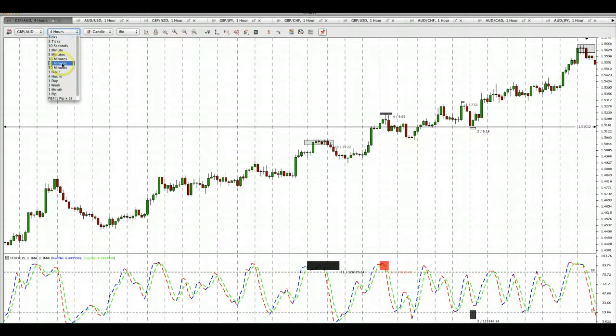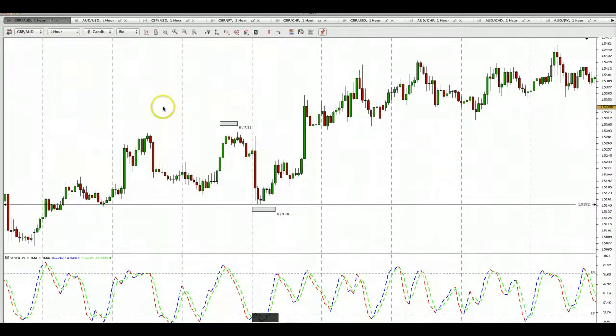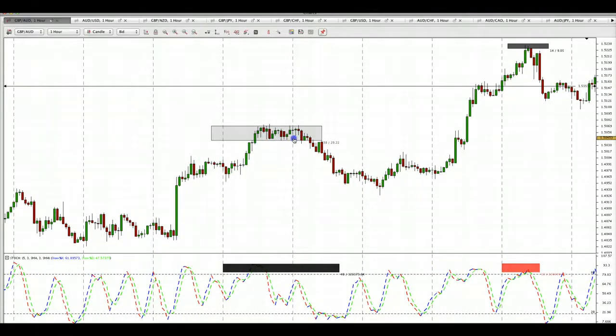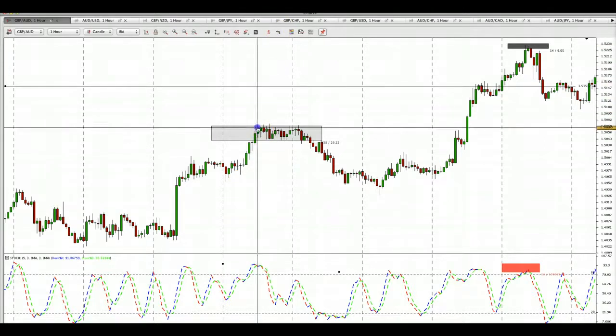So let's go to the 1 hour chart, and that's April 29th. And there it is. Stochastics was overbought on the 1 hour as well, and price was pretty much exhausted at these levels. And this is the London close.